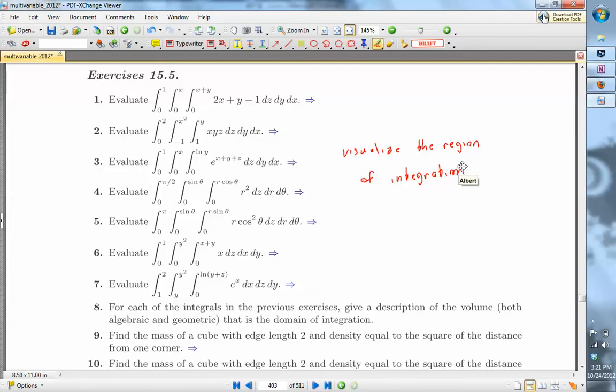How about 4? Let's do the same thing with 4. It's a little bit weird because it's polar cylindrical, so it's dz, dr, d theta. The first set of limits corresponds to dz. It says that z starts at 0 and ends up at r cosine theta. So z equals 0 is still just the xy plane. Now we're going up to r cosine theta. What does that mean?